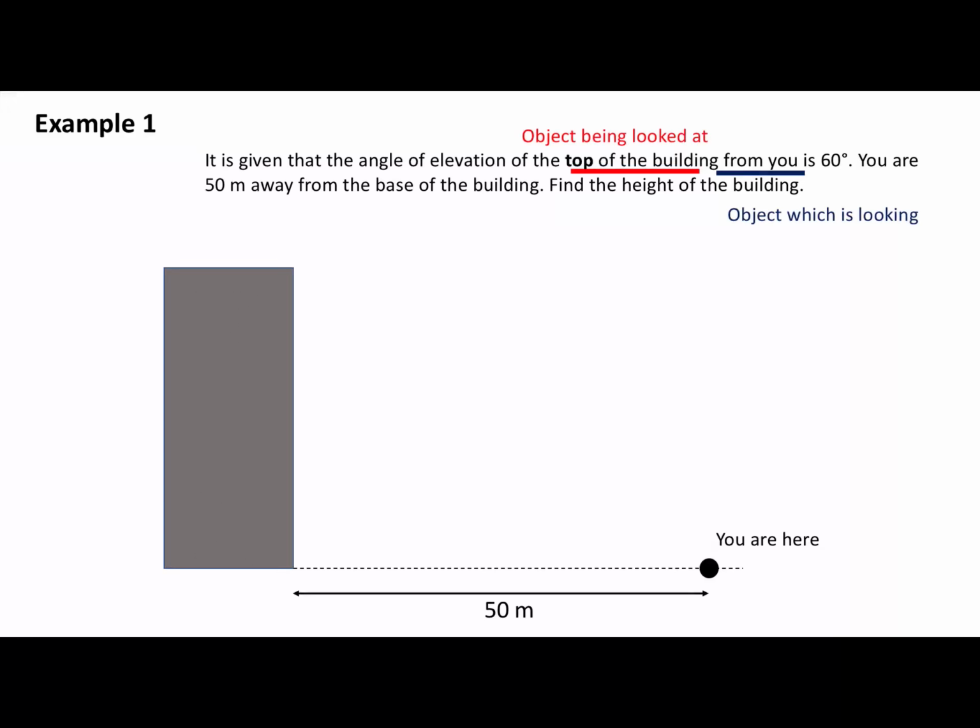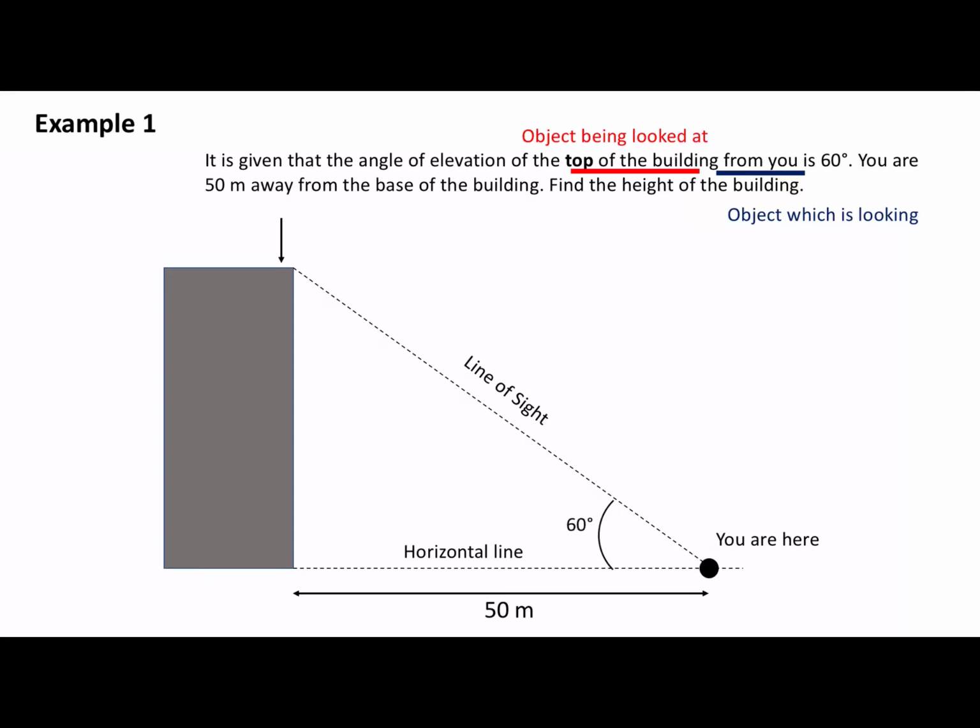Next, what do you do? Before that, where is the top of the building? Yup, it's there. So next you draw a horizontal line at where? At the object which is looking. In this case, it is you. Fortunately, it has already been drawn for you. Now, you draw the line of sight. And then, where is the 60 degrees? It's over there. So far so good?